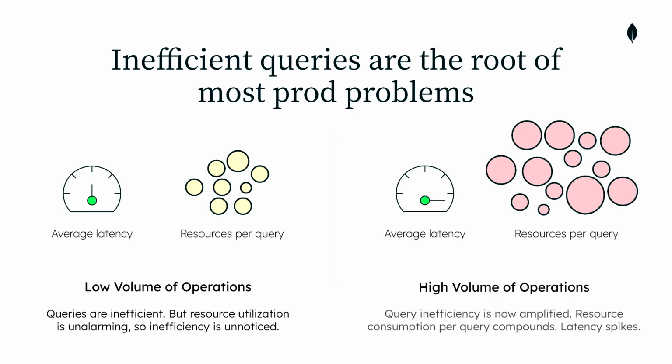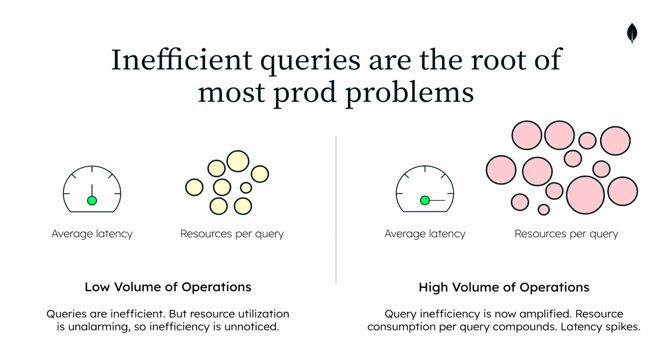If there's anything that I want you to leave from this presentation, it's that I've learned that inefficient operations are almost always the root of most production problems. The scenario that I've seen is that a new query is launched. It's in production, but maybe the volume isn't so high. The queries are inefficient, resource utilization isn't super alarming, and so the inefficiency goes unnoticed.